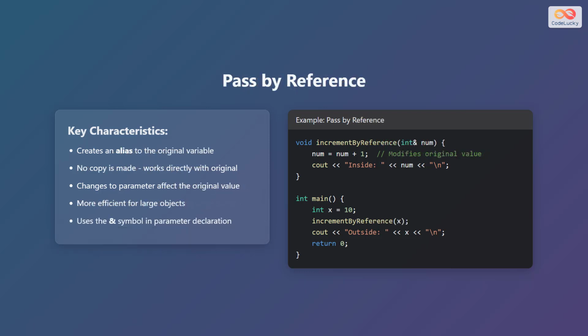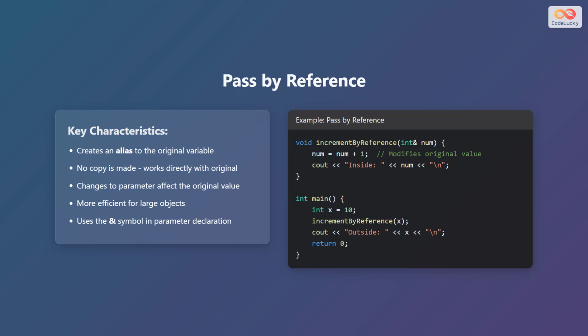Next, we have pass by reference. In pass by reference, instead of creating a copy, an alias to the original variable is created. The function works directly with the original variable. Any changes to the parameter inside the function will affect the original value outside the function. Pass by reference is more efficient, especially for large objects, because no copying is involved. The ampersand symbol is used in the parameter declaration to indicate that it is a reference parameter.